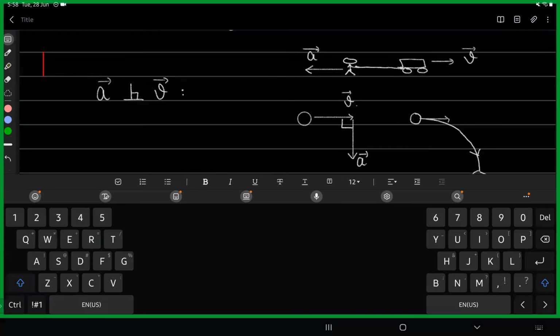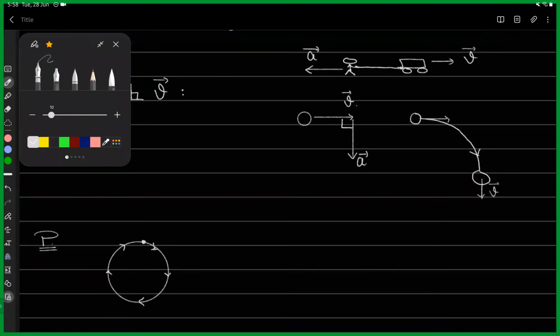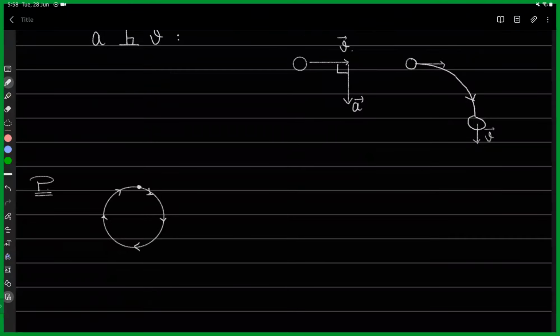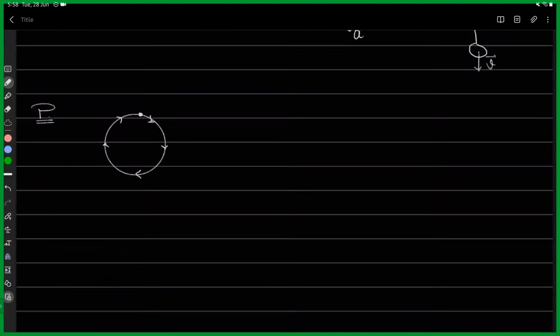Okay, so this is what we were doing last time. We were really doing an example, right? Yes. And yeah, so let's come back to that particular example.